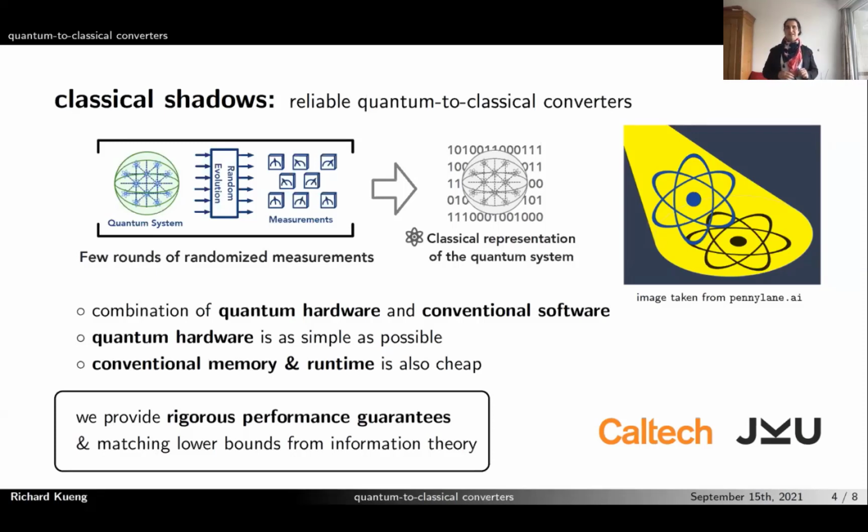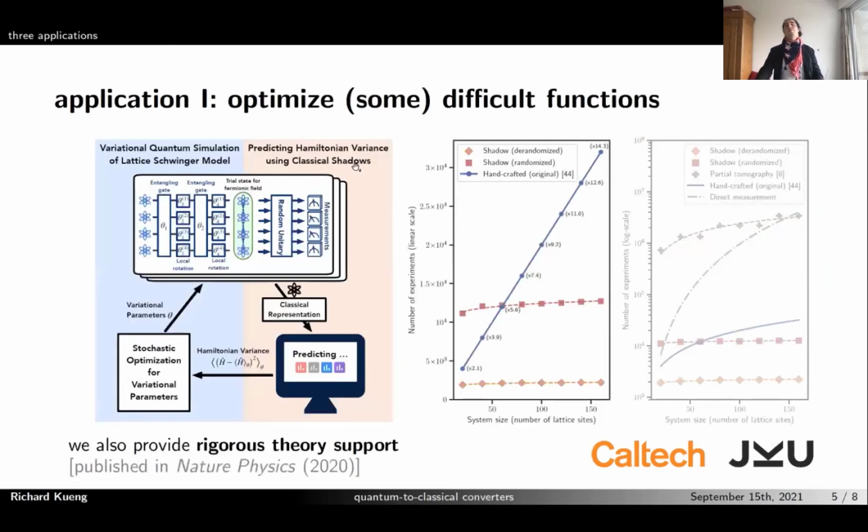And so these classical shadows are now a new way to convert quantum information into classical bits and play around with them. And it shouldn't surprise you, hopefully, that this new connection between the quantum realm and classical computers has a couple of applications. And one of the first applications I want to talk about is the optimization of certain difficult functions that typically tell us something interesting about nature. And this is one of the most prominent and also promising use cases of the small quantum computers that we have today and in the near future.